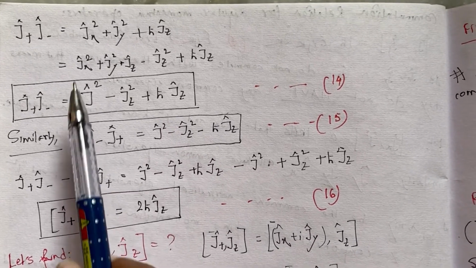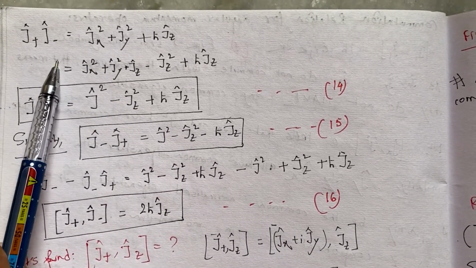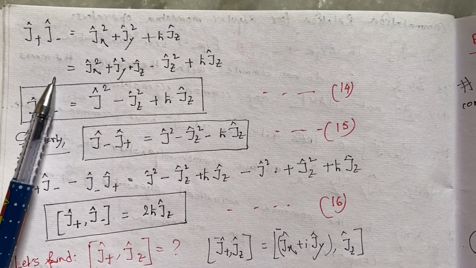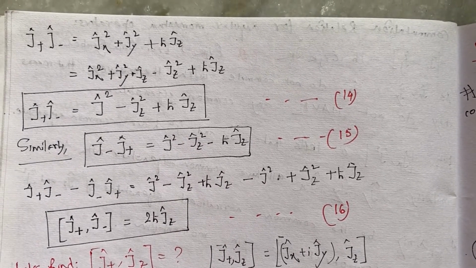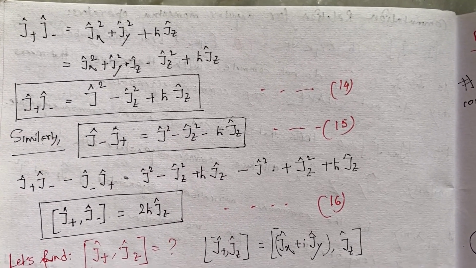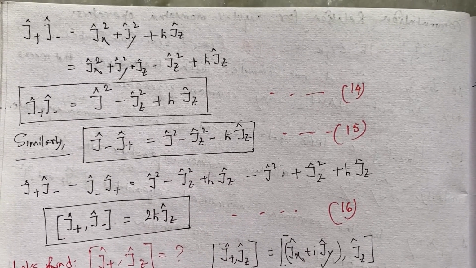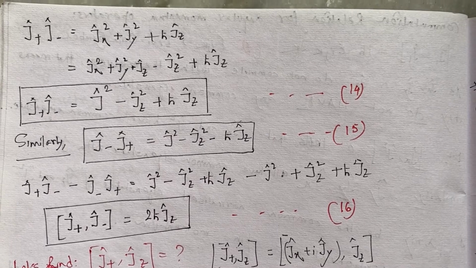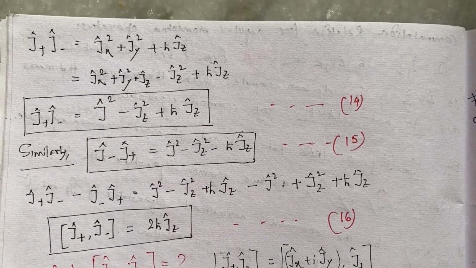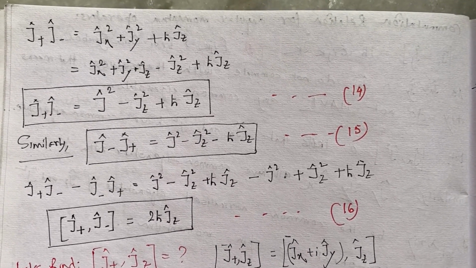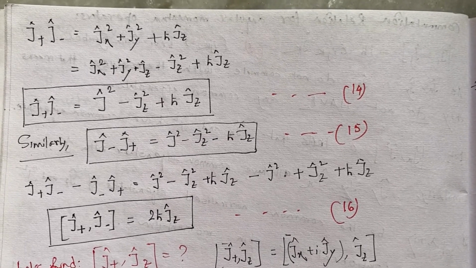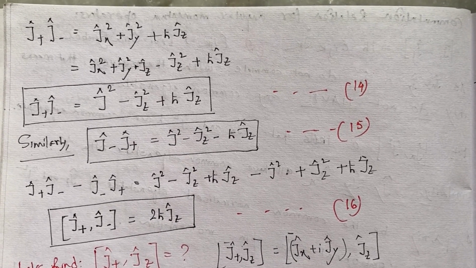Let us proceed a bit further with this J plus J minus, because now we need to find the commutation relation of J plus and J minus. For finding that, I will need the product J plus J minus and also the product of J minus J plus. So first I am trying to find out the product of J plus J minus.